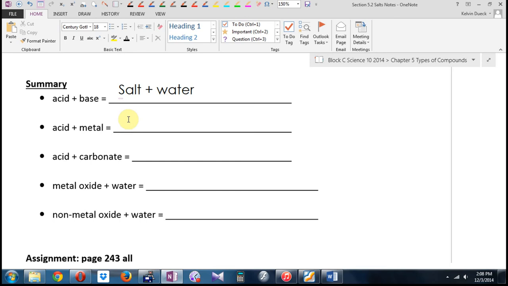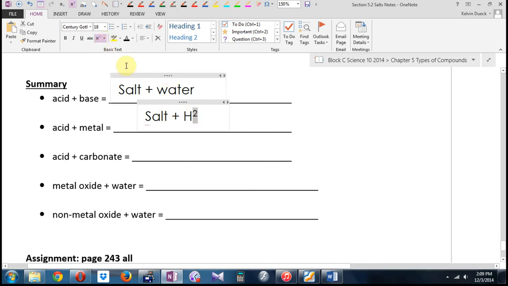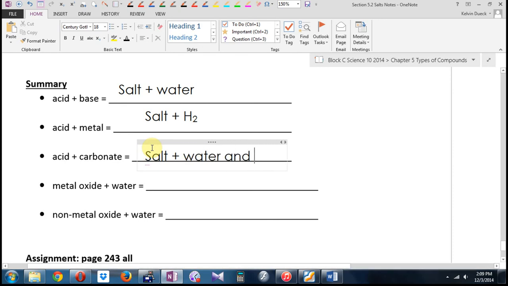Acid plus metal. Who remembers? I'll give you a hint. Gives a salt plus what? Ah, this was the bubbles. Okay. Salt plus... Nope, I want the other one. H2. Acid plus a carbonate. Acid plus something that has a CO3 attached gives a salt plus... Look at the reaction above. What were the second two products? Water and CO2, carbon dioxide.